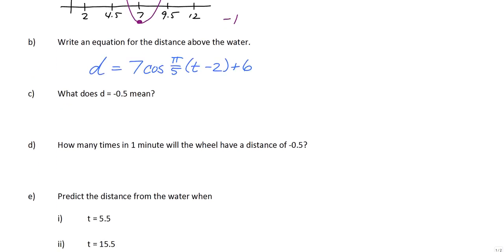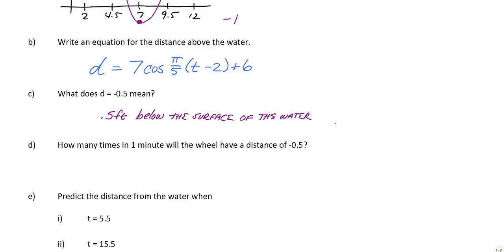So what does d is equal to -0.5 mean? Well, don't say it means the minimum distance or explain in words. -0.5 means that we are 0.5 feet below the surface. Okay, and because we're going to ask you another question about that in a minute, make sure you explain 0.5 feet below the surface, and you can even get more descriptive and say the surface of the water. That works too.